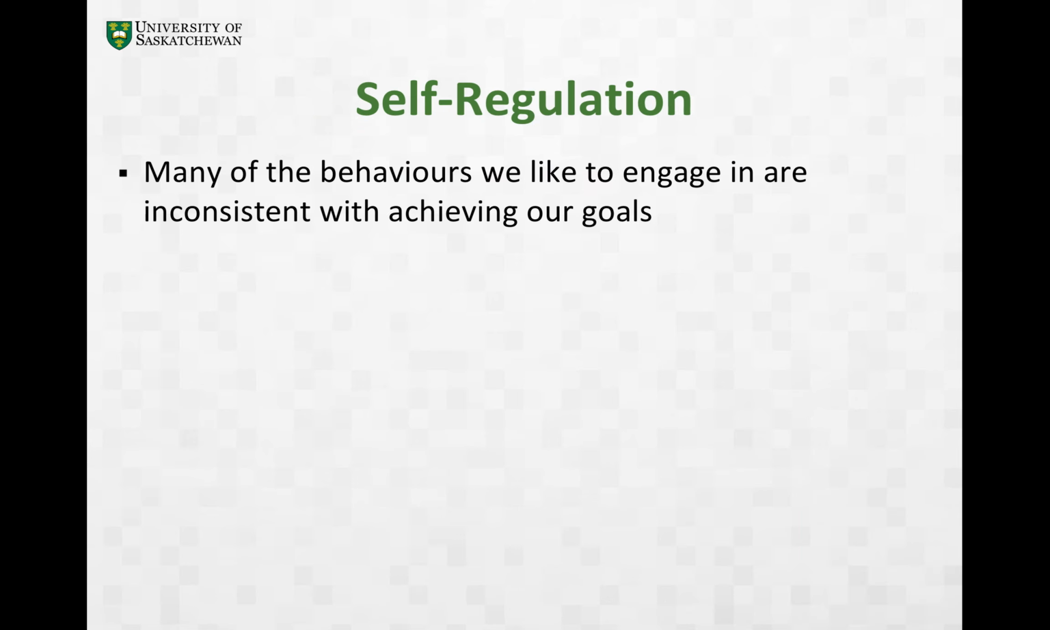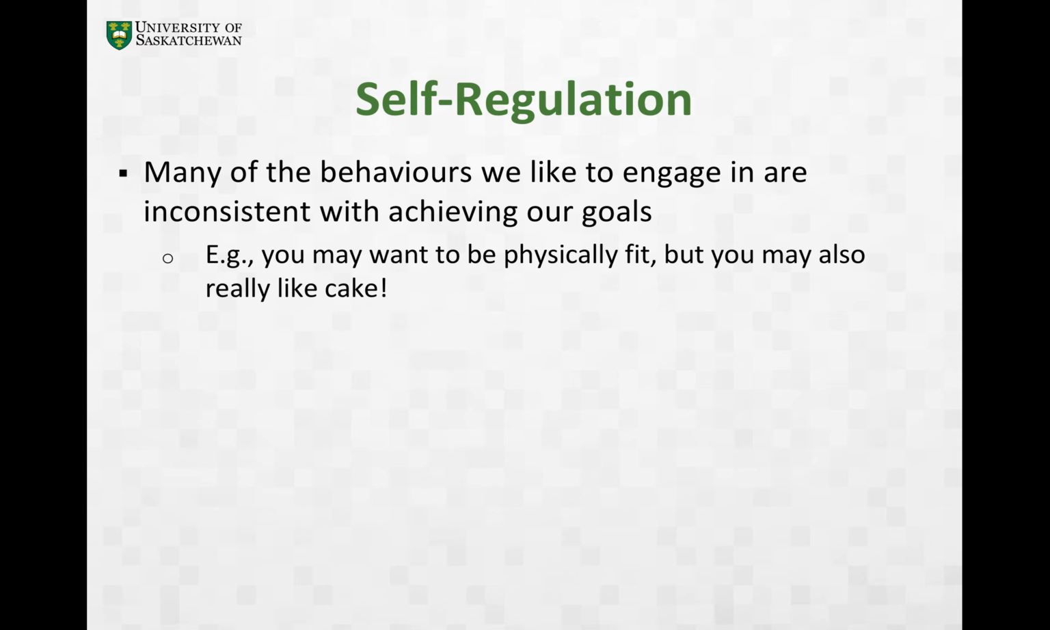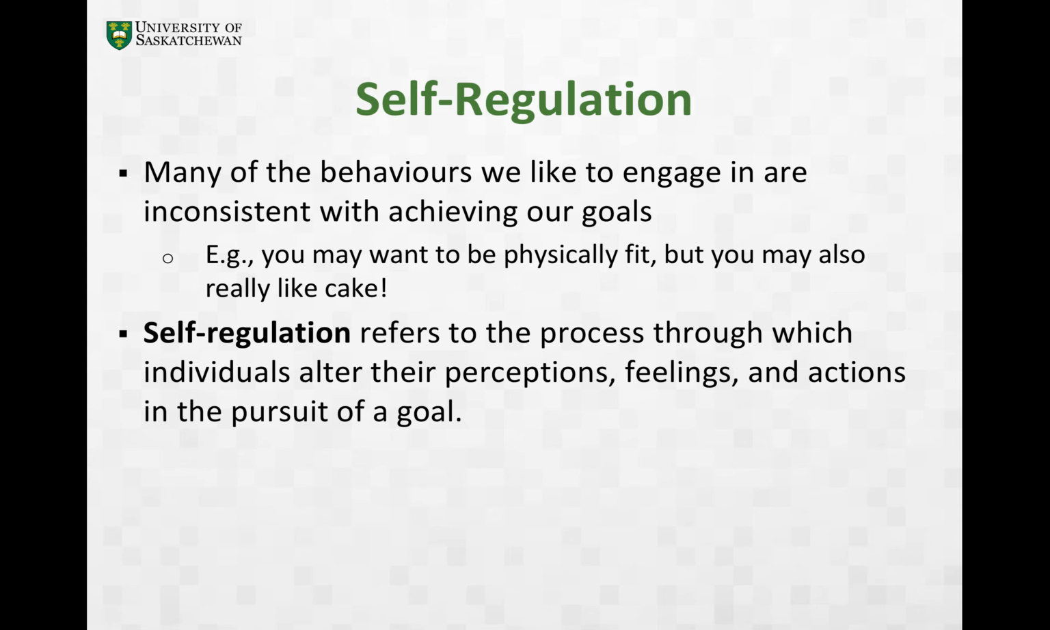We're going to switch from goal priming and talk a little bit about self-regulation. So many of the behaviors we like to engage in are inconsistent with achieving our goals, right? So maybe you want to be physically fit, but also cake, it's challenging. So we have to find ways to self-regulate our behavior to lead to the outcomes that we want. Self-regulation refers to the process through which we alter our perceptions, feelings, and actions in pursuit of a very specific kind of goal. So for example, if we're really self-regulated, perhaps we'll fill up on fruits at a dessert party instead of with cake.